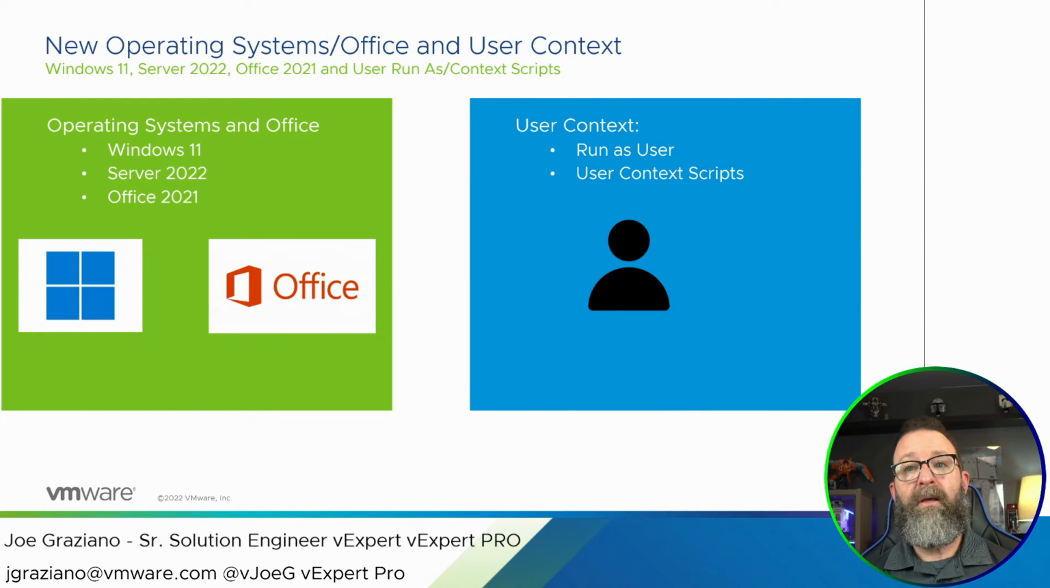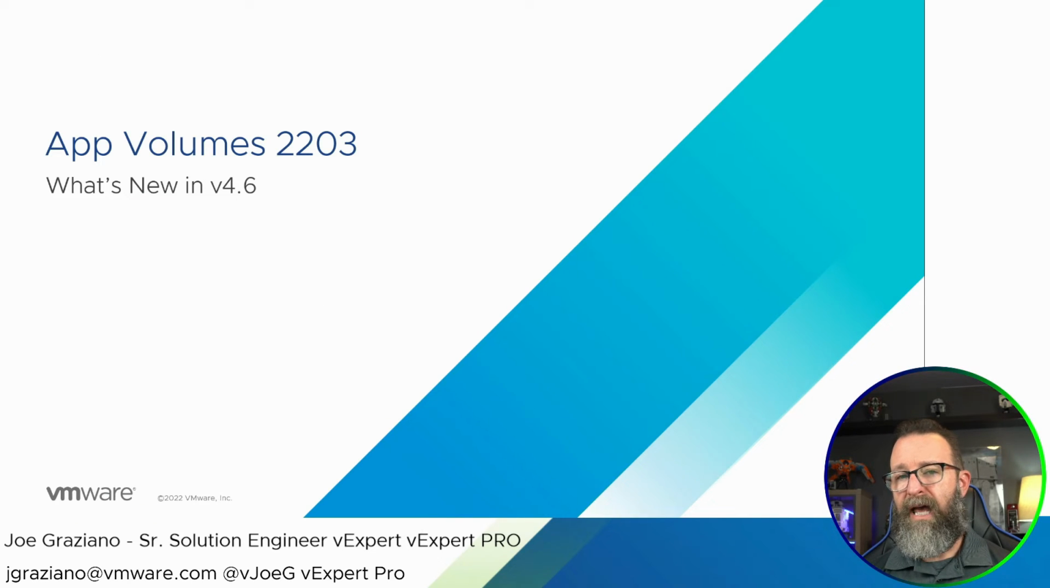Operating system support for Windows 11, Server 2022, and Office 2021 have been added. You can now run as a user and use user context scripts as part of the new release. Okay, so that was 2111. Now we're going to talk real quick about what's just come out in 4.6, which is 2203.